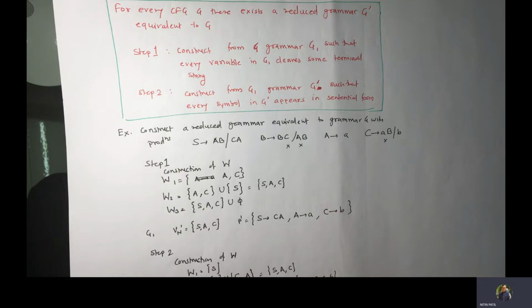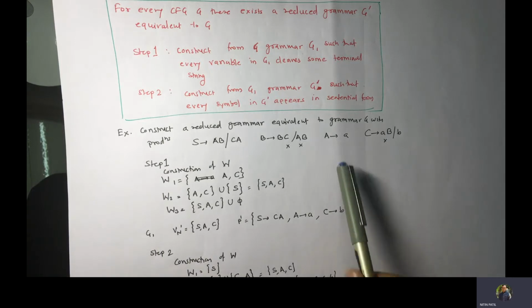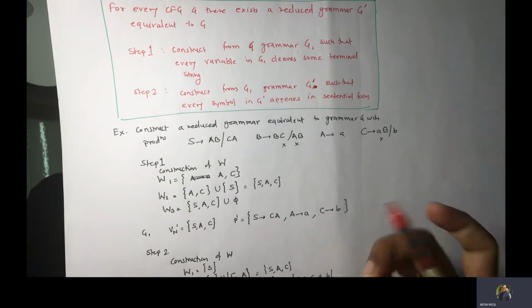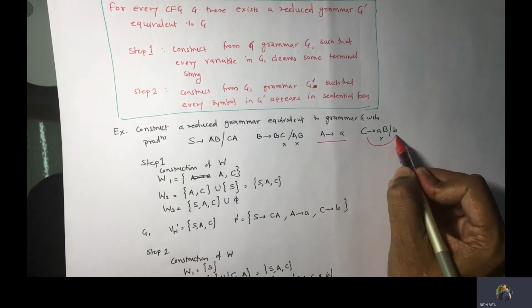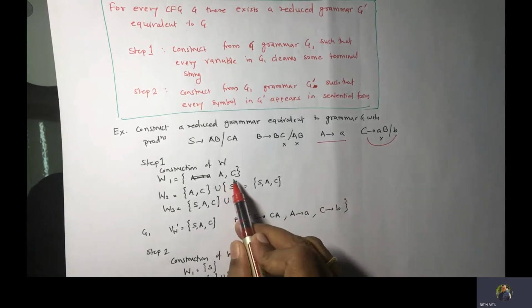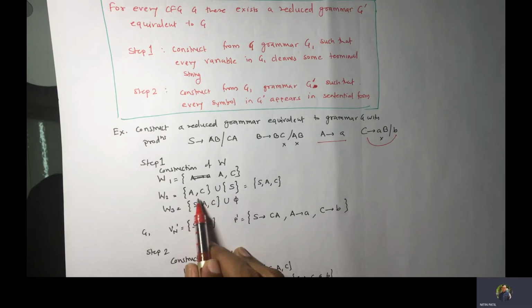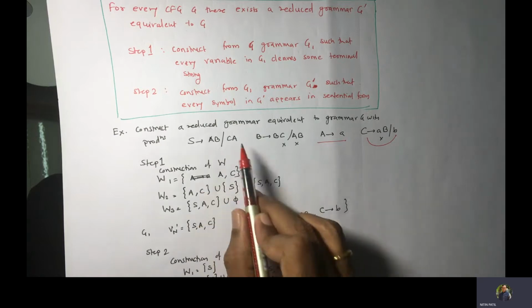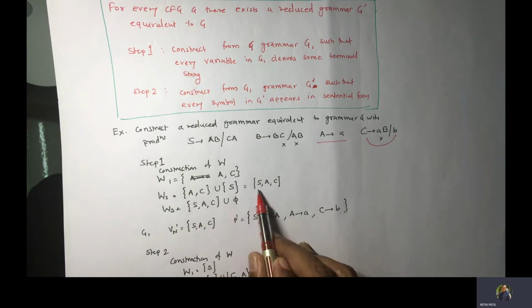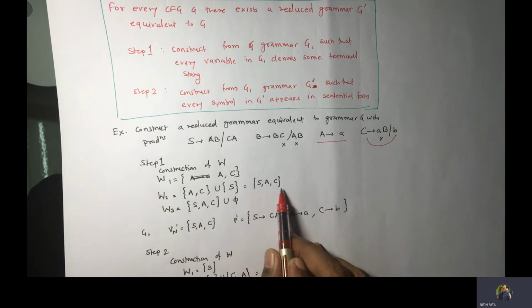So how do we start? We start by constructing W1. We always include in W1 those variables which are giving us terminals. In this case, we have A giving a terminal and C giving a terminal. That's why we included both of them here. Now we construct W2. We took the previous W, which is AC. Now we try to find out whether a combination of these along with terminals appears on the right side of any variable's production. We got S gives CA, so we included S over here. After union, we got W2 to be SAC.